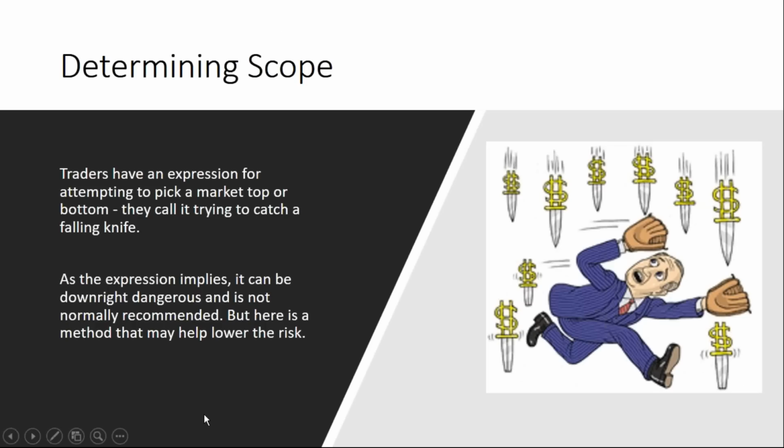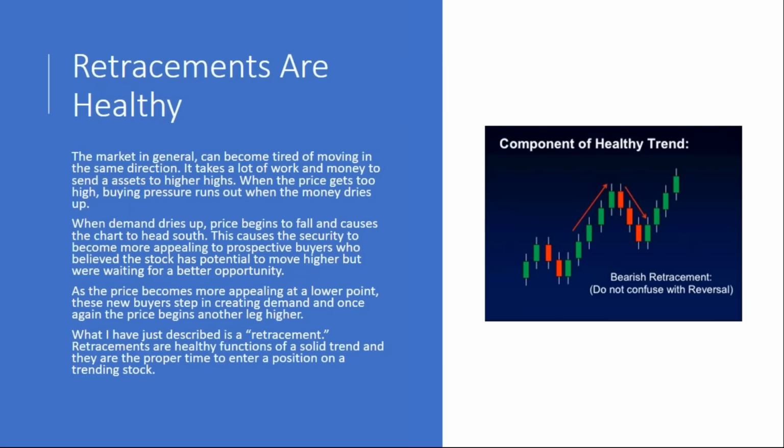Now, traders have an expression for attempting to pick a market top or bottom, and they call it trying to catch a falling knife. As this expression implies, it can be downright dangerous and is not normally recommended. But here is a method that may help lower the risk. Now, retracements are healthy. The market needs to see retracements because no asset is going to move straight up.